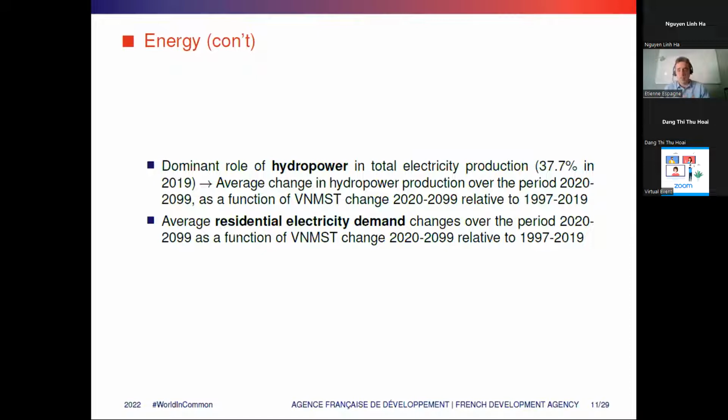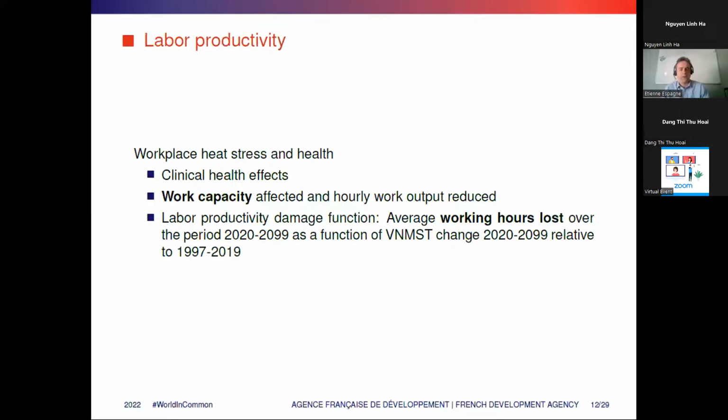So same way, except that in this case, we didn't use meta-analysis, but we used our own in-house studies. We built from this sectoral exercise a Vietnamese-specific damage function for hydropower and residential electricity demand that I will show later. Third aspect is labor productivity.